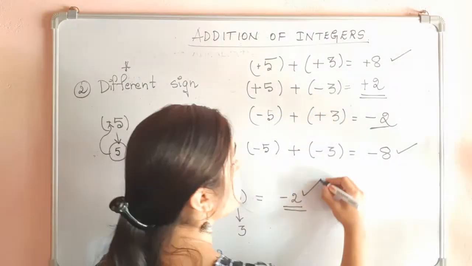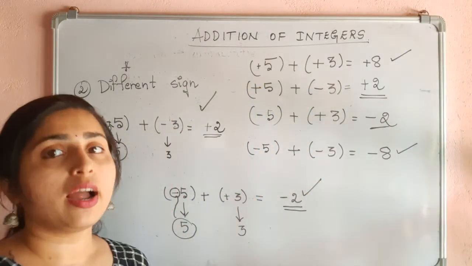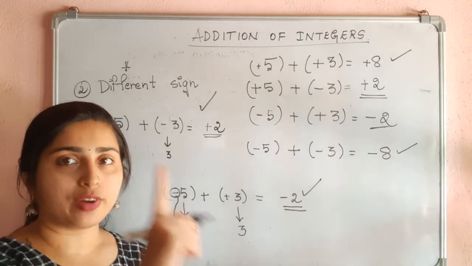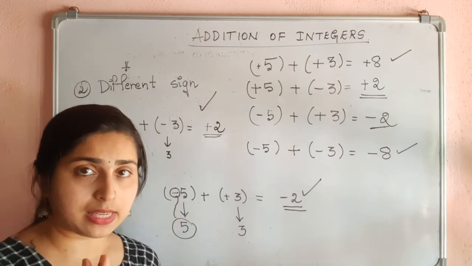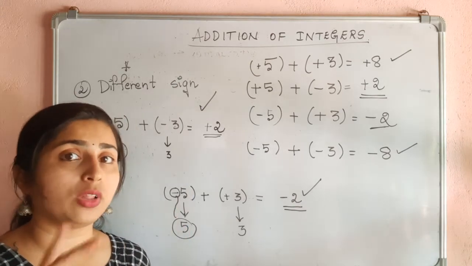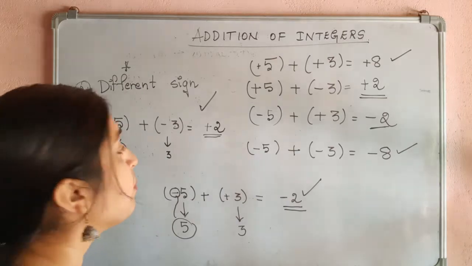So this is how you will be carrying out the addition of integers. The first case is when both have the same sign, and the second case is when both have different signs.